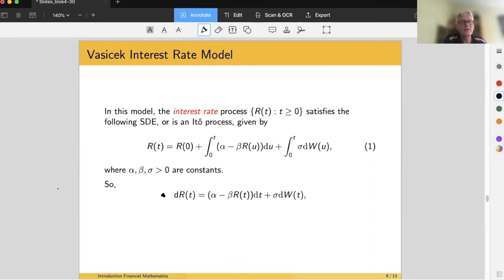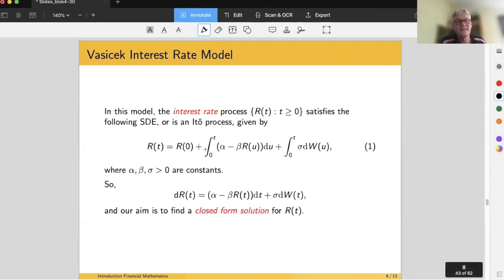Now, still, we would like to get to a solution of this. And again, remember, a solution means that Rt is at the left-hand side, and there's no Ru or anything like that in the right-hand side. R0, of course, yes, but there's not a term like this. We would like to get to an explicit solution for this SDE. So the aim is to find a closed form solution for Rt.